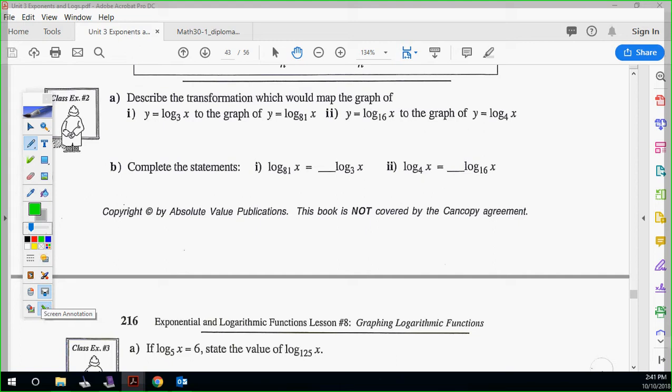Okay, so right here we got y equals log base 3 of x to the graph y equals log base 81 of x. So we want to get these to go to the graph of log base 81. So that means we're taking this one. Is this going to be shrunk or expanded? Shrink, because we want this one to go to that one. This one is 3 to the 4th, right? So it's 1/4.